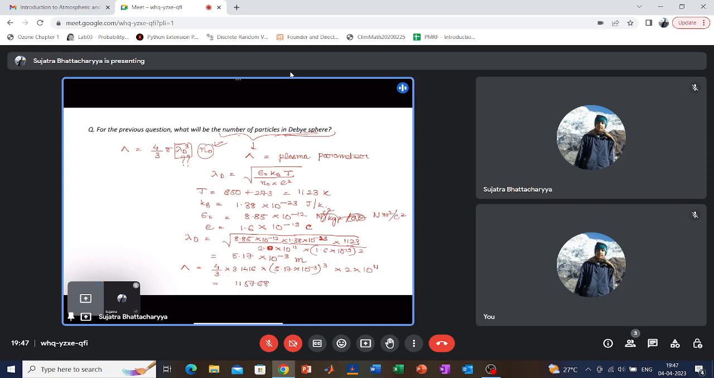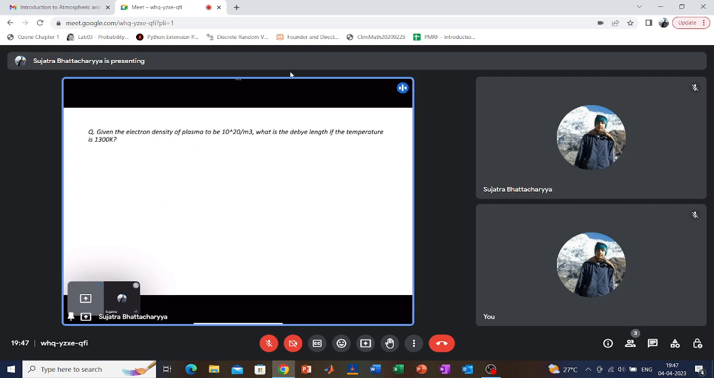So about 115768 is the lambda. Okay, next question is, given the electron density of plasma to be this, what is the debye length? So we can easily calculate now.